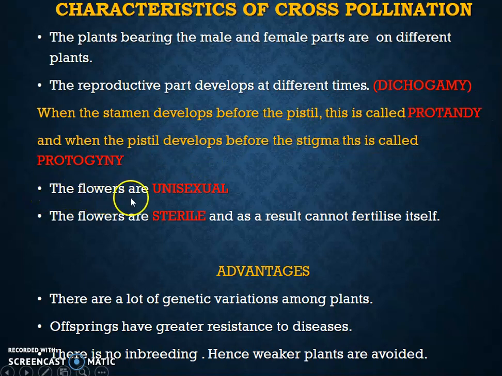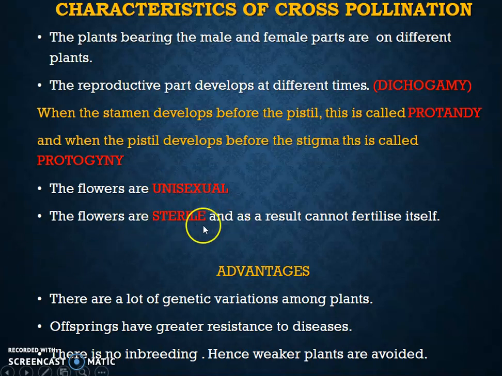Then the flowers are unisexual. Unisexual in the sense that it only bears the male part or bears the female part. Because they are cross-pollinated flowers, having pollen grains transferred from one flower to a different flower, each flower bears a specific sexual part. It can either be the male or it can be the female.